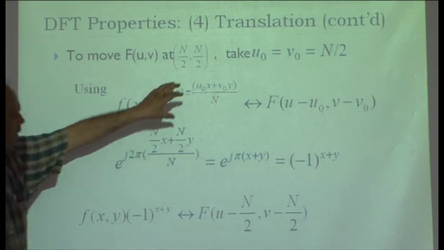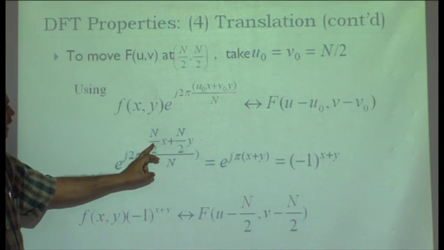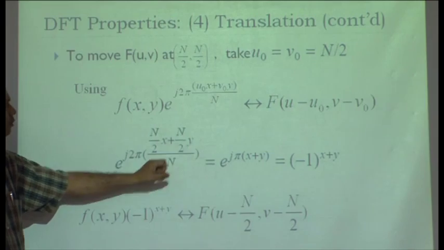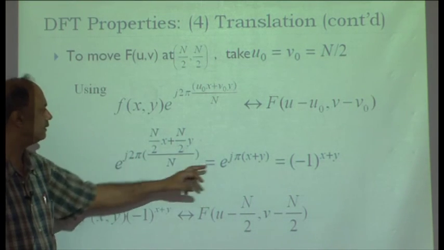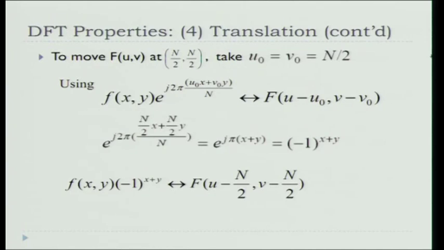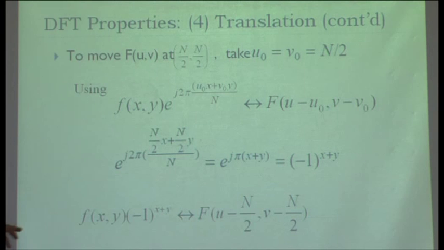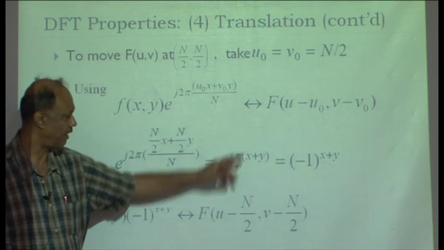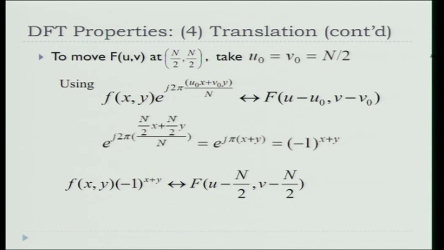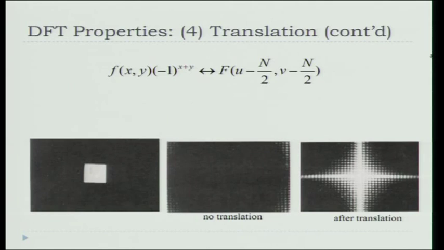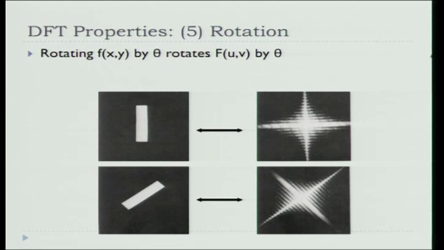Now, if you consider this part, and you put u 0 as n by 2 and v 0 as n by 2, then you are getting e to the power j pi x plus y, which is nothing but minus 1 to the power x plus y. So, basically you have f of x y times minus 1 to the power x plus y is nothing but F of u minus n by 2 and v minus n by 2. That is the translation property. And now, rotation. Rotating f of x y by theta rotates also F of u v by theta.